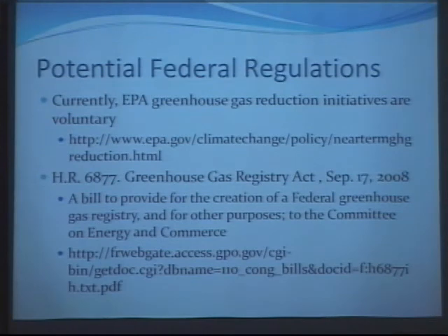And then we have potential federal regulations that are out there. They'll probably happen at some point. As I said, the EPA currently has greenhouse gas reduction initiatives that are all voluntary. They're programs to help people voluntarily reduce their greenhouse gas emissions. But there is a bill that's been proposed, and it's in committee right now. And if you want to read about that bill, there's a very long website, but you could probably also Google Greenhouse Gas Registry Act and find it a little easier. So that's kind of the state of where we are with reporting mandates and legislation.